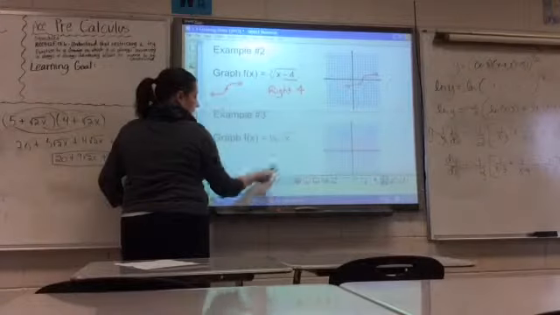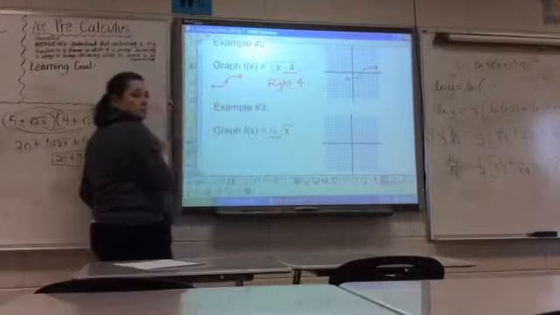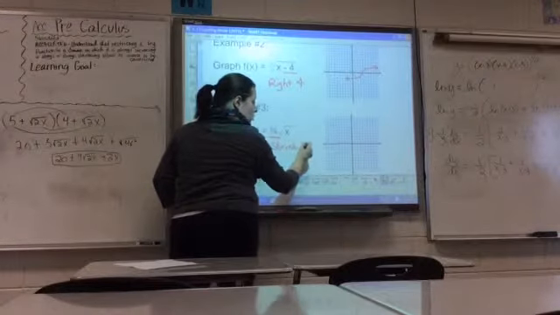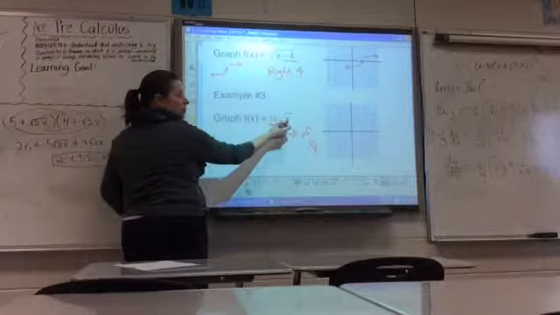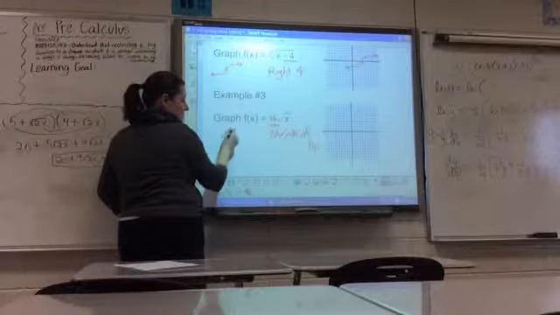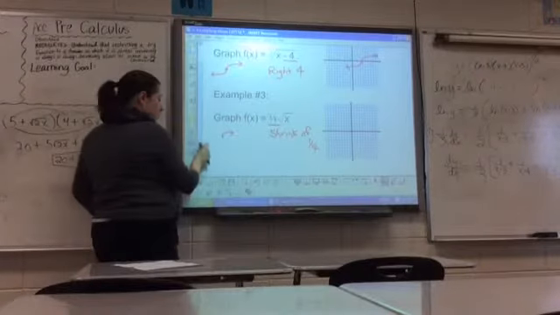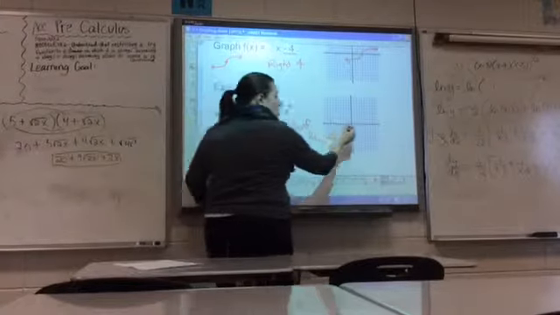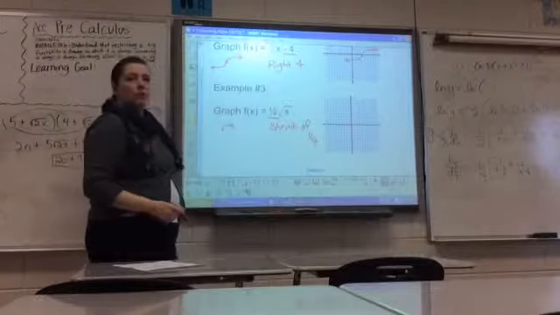Alright, let's do the next one. What's this doing to it? It's a shrink, and I'm going to show you how to draw it. Shrink of a 4. So now look at your parent graph. It's the square root, so it's this. We're going to take that and shrink it. Here's how you do it. Think about it like slope. Your dot's still starting at the origin because you didn't move it anywhere.